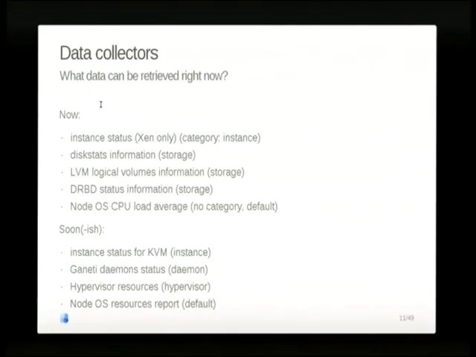Information about the storage, information about the backend for the storage. So in that case, it's the general disk and the backend of the disk. DRBD, in case you're using DRBD: is it in sync, is it out of sync, what's going on? And the load average for the CPU.